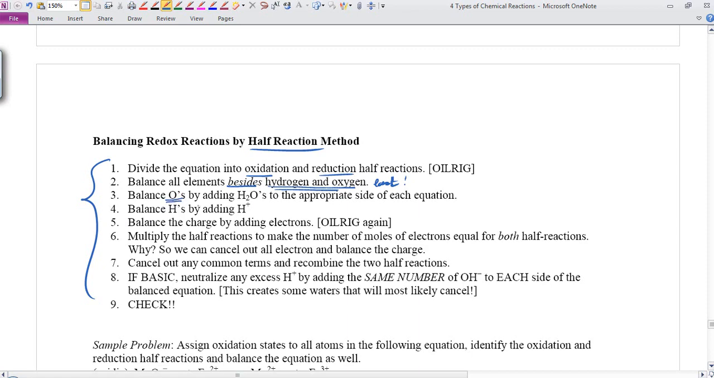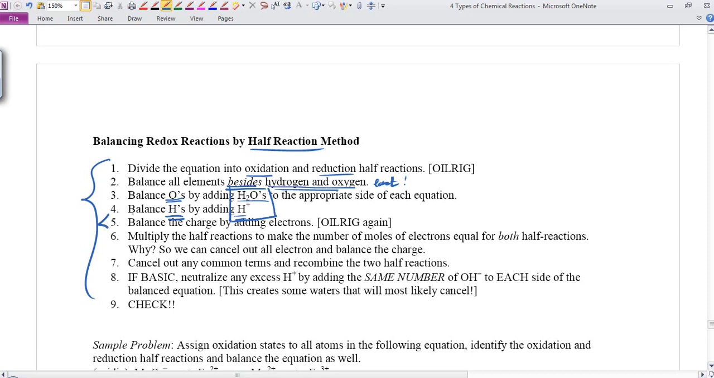Balance the oxygens by adding waters. Balance the hydrogens by adding H+. So you can add these things as much as you need to. If you start adding them to both sides, you've done something wrong. So wherever you have an excess of O's, you put waters on the opposite side to introduce the O's until you get even again. Wherever you have an excess of hydrogens, you put H+ on the opposite side of the arrow until you get even again.